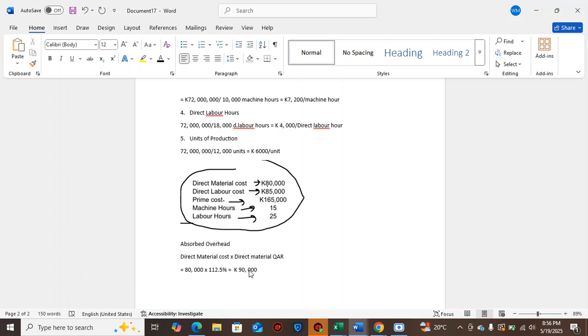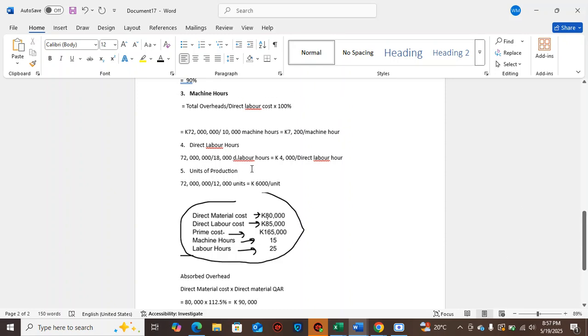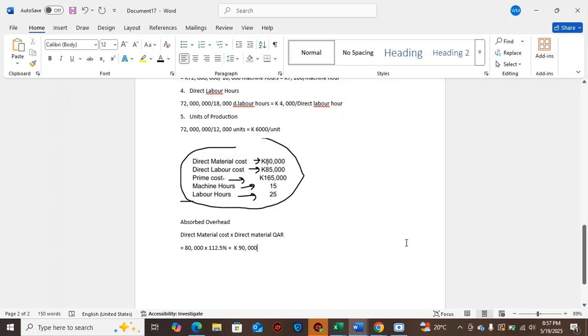So here, colleagues, with the absorption rate, you're only multiplying it by what it applies to. You can't use the absorption rate for units of production on direct material cost. Neither can you use the absorption rate for direct materials cost on machine hours or labor hours. So each overhead absorption rate is going to apply to whatever is stated.